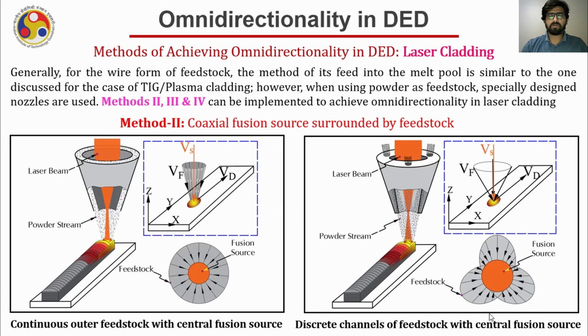So let us now talk about the DED system where laser is used as an energy source. Generally for the wire form of feedstock, the method of its feed into the melt pool is similar to the one discussed for TIG and plasma based systems. However, when we use powder as a feedstock, specially designed nozzles can be used for method 2, method 3 and method 4. So let us try to discuss, and we shall start with method number 2.